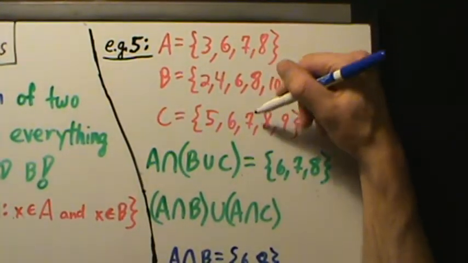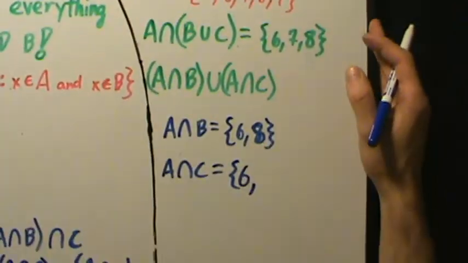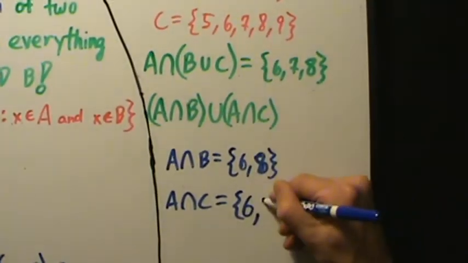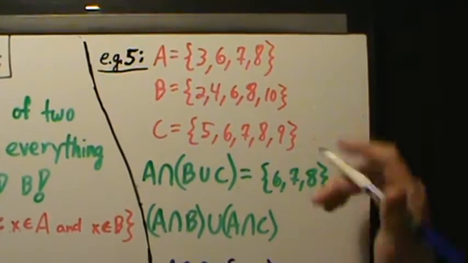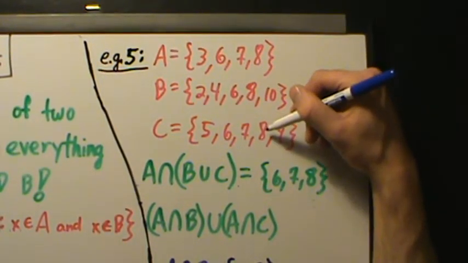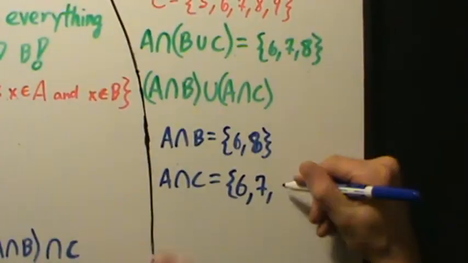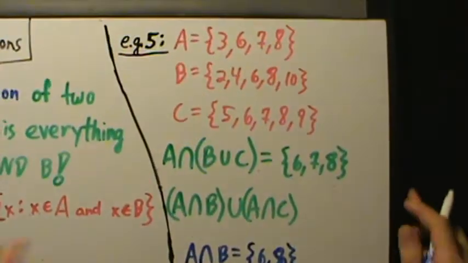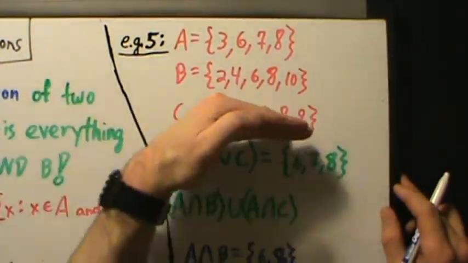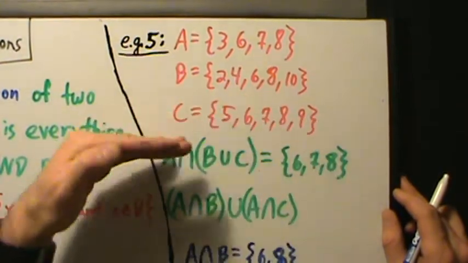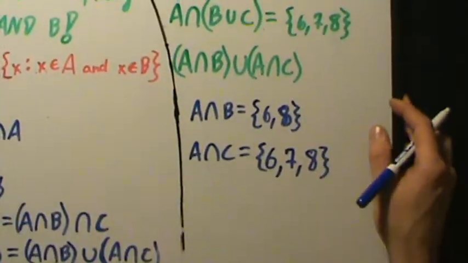7 appears in A, also appears in C. Great. Since it appears in both, it is part of the intersection, just by definition of the intersection. So 7. What about 8, the last one to look at? 8 is in A, it's also in C, so it's in the intersection. And again, we don't have to look through C, because we would have found it already when we went through A, okay?